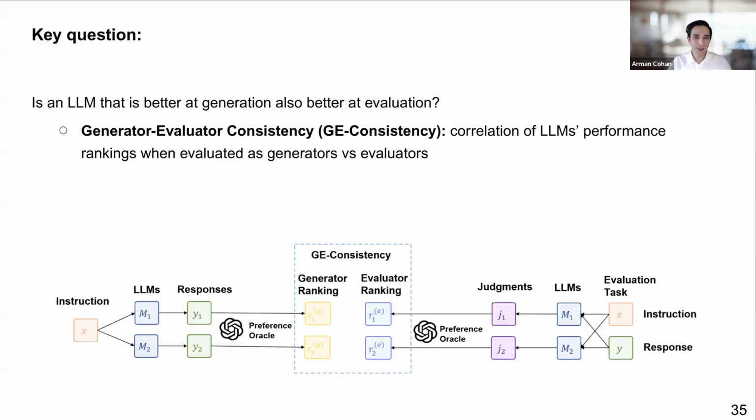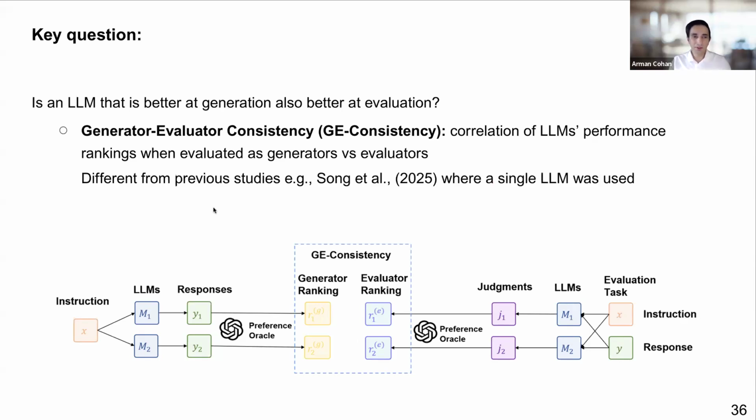And we call this generator-evaluator consistency, or GE consistency, which is the correlation of an LLM's performance rankings when evaluated as generator versus evaluator. So on the left side, you can see the generator ranking. For example, you have an instruction input to different LLMs. You get the responses, and then using a preference oracle, which is usually an LLM, people use this to get the generator ranking. And then on the right side, you can do the same thing, but evaluating LLMs as evaluators. Here you have a pair of instruction and response, and then you have multiple LLMs, and you compare the responses that you get from the LLMs with the preference oracle, and then you get a ranking, and you compare how close these rankings are.